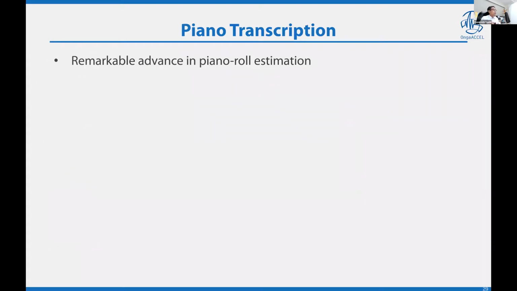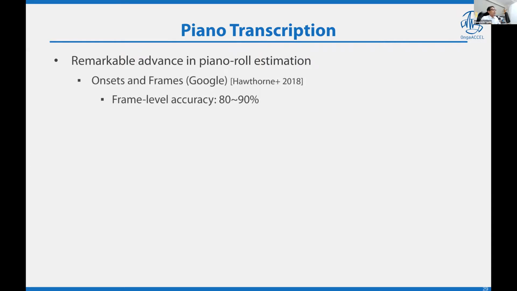Okay, so let's move on to the last part. The last part is about the piano transcription. In this task, you can see a very remarkable technical advance in piano estimation. For example, the onset and frames method is a very well-known piano transcription method. The frame level accuracy of this method is around 80 or 90%. It's so good.